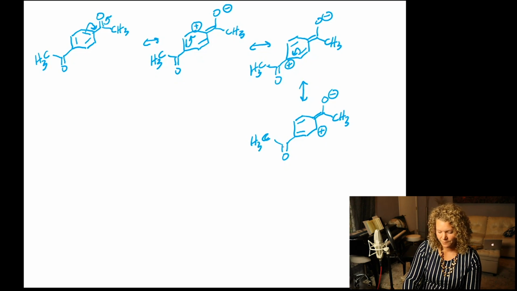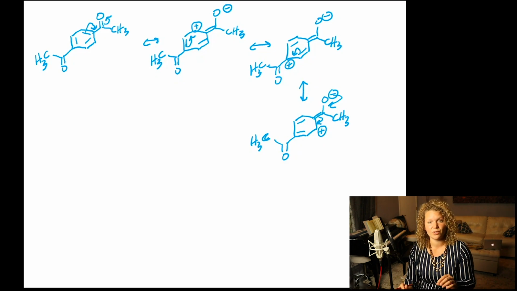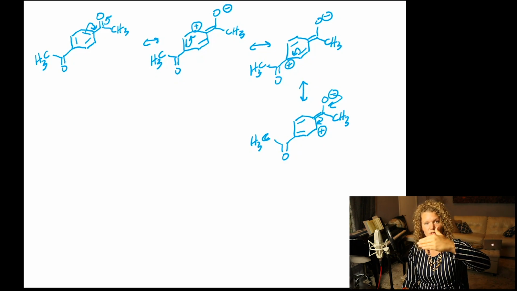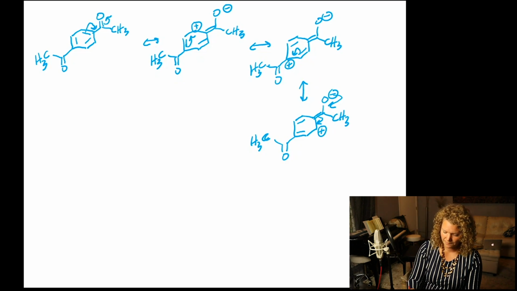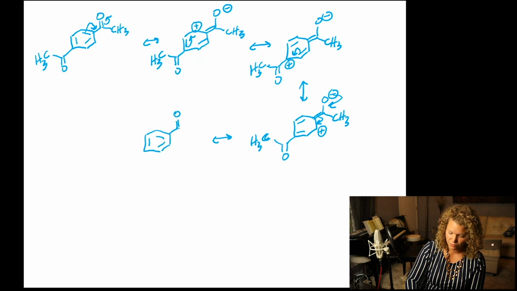And then one more, we're going to take our negative charge on our oxygen, we're going to push it down, and then we're going to push the electrons from the double bond to reform our aromatic ring. This is our most stable form, our most stable resonance structure.